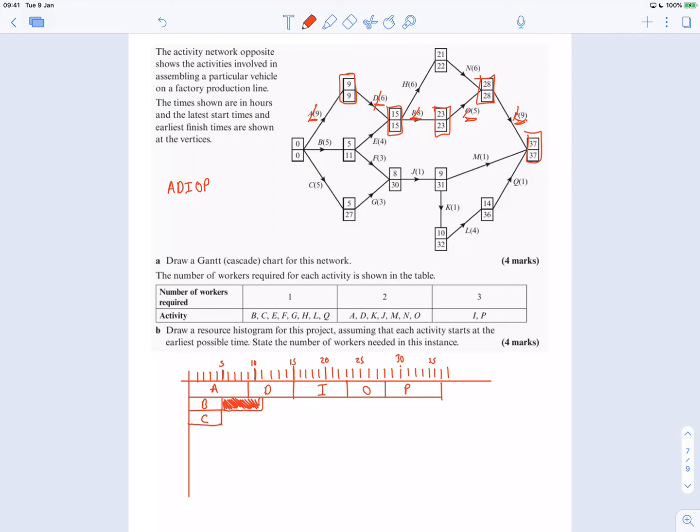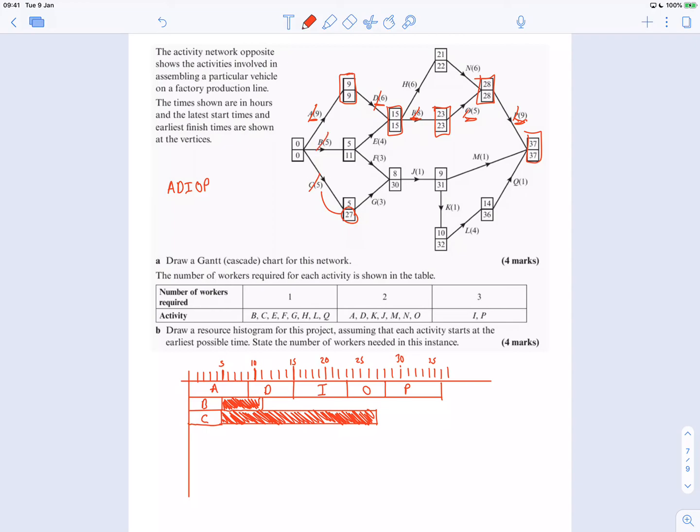I mean, you should get the idea by now. I'm a bit bored. I've got 27 minus 5, which is 22. So I can just go up to 27, which is up here somewhere. There, down a bit, along, like that. And this is all slack. This is my float, my slack. So that's C done, that's B done, D's done.